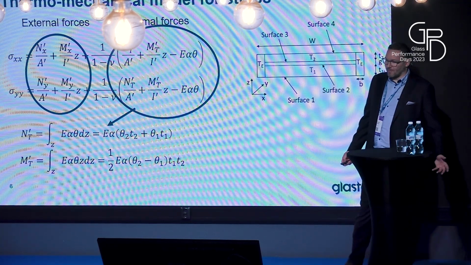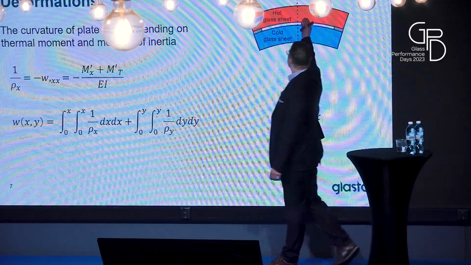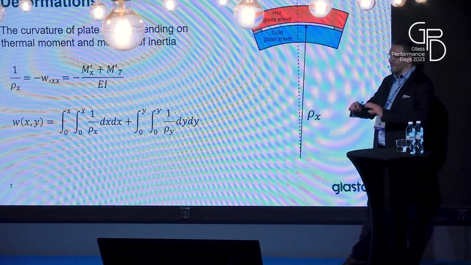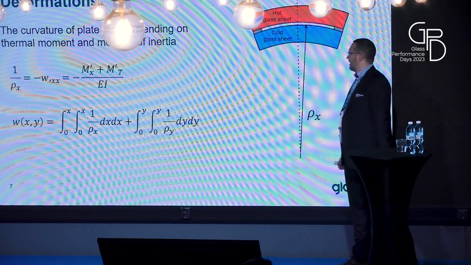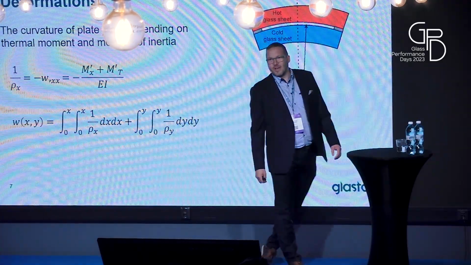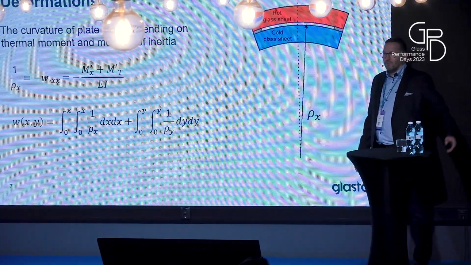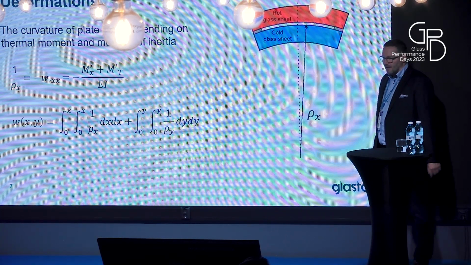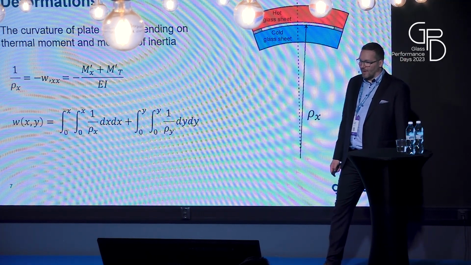And because of thermal moment, you can also get bending, so that, as I told before, the hotter one tries to expand, and the colder one tries to shrink, and that causes bending. And this curvature that you get for the glass depends on this thermal moment and also the moment from external forces. And then you can calculate what kind of deformation or shape you will get.